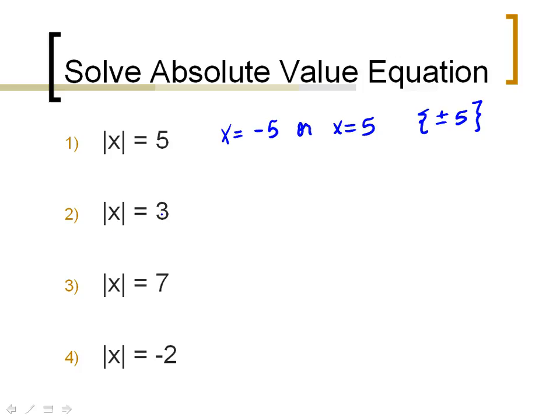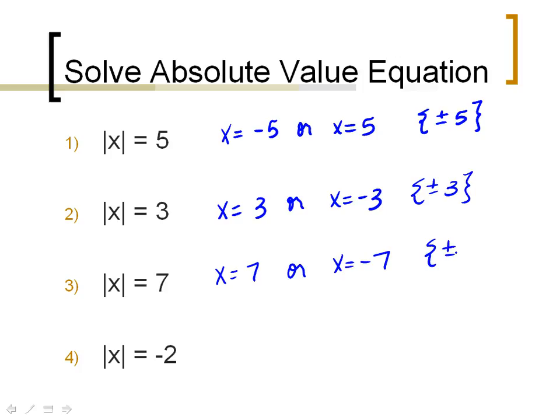What numbers have an absolute value of 3? Well, that is 3 and -3, right? The absolute value of positive 3 is 3. The absolute value of -3 is 3. What numbers have an absolute value of 7? We would say 7 or -7, to get a solution set of plus or minus 7.